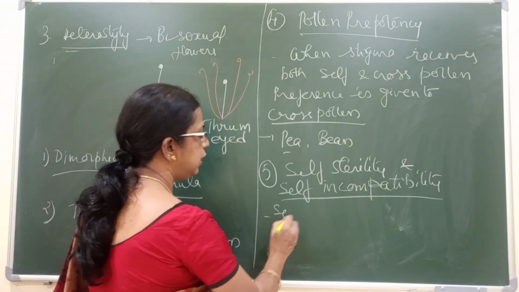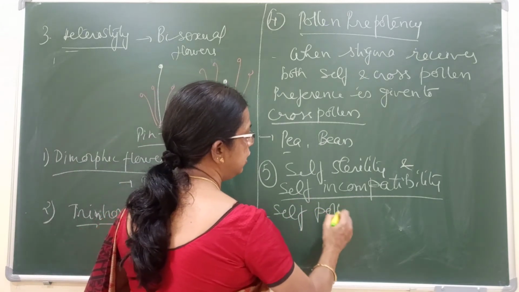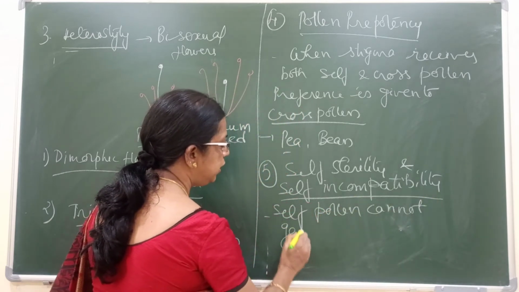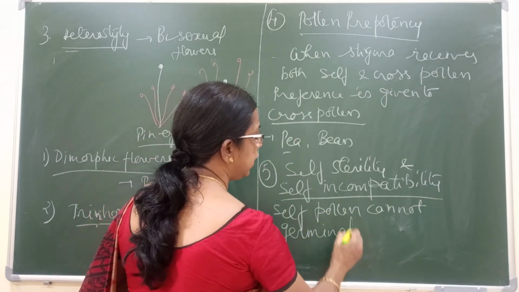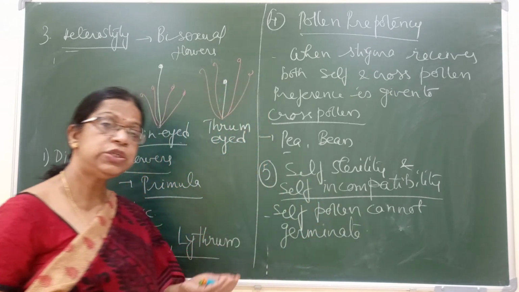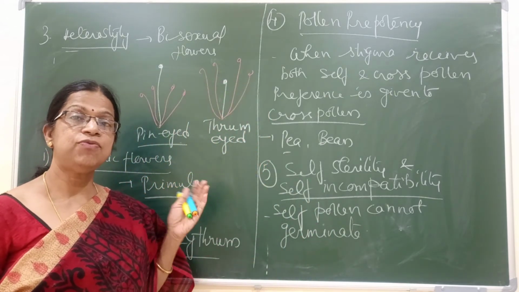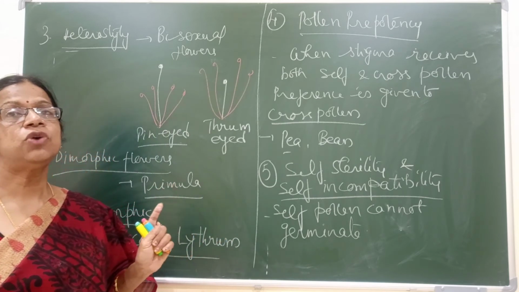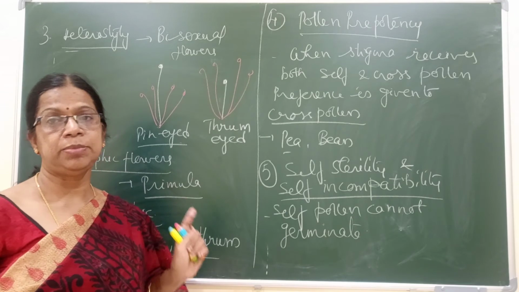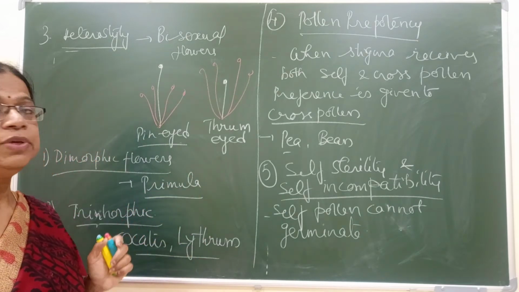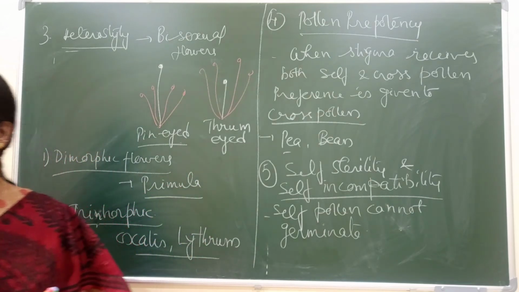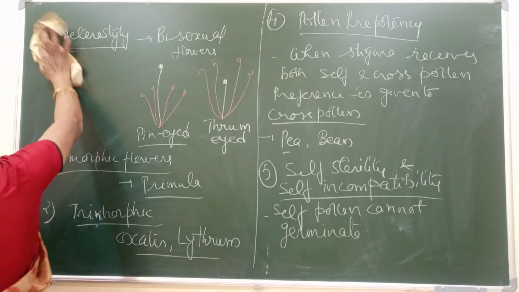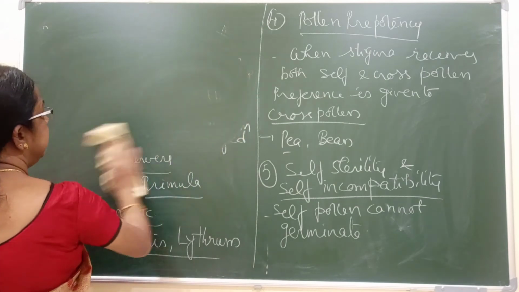So what is self-sterility? Self-pollen cannot germinate. Self-pollination can occur. Self-pollen can fall on the stigma, but it will not be able to germinate. This is called self-incompatibility or self-sterility. I'll give you the examples of this self-sterility.